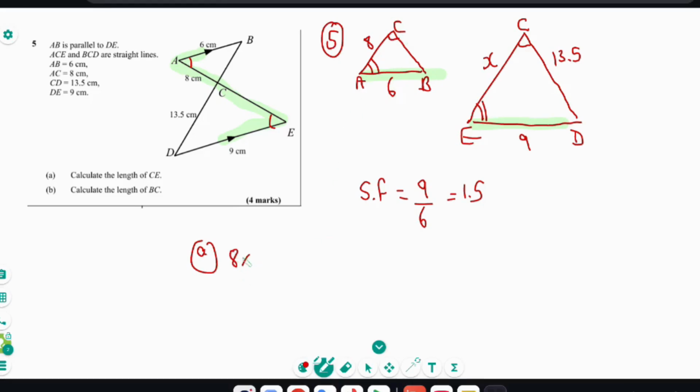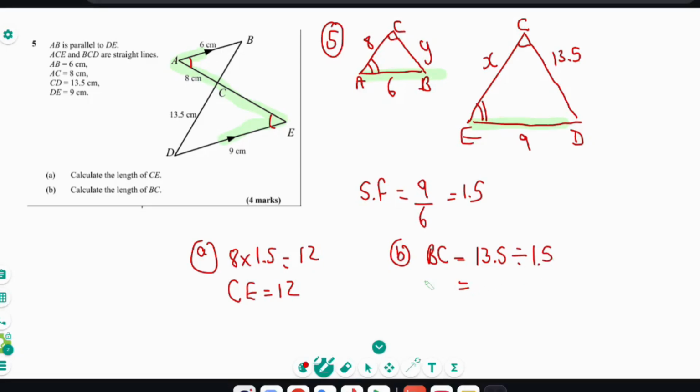So CE is similar to AC. So it's 8 times 1.5, 12. So CE is equal to 12. Part B, let's get BC. So 13.5 divided by 1.5 gives us BC is 9.